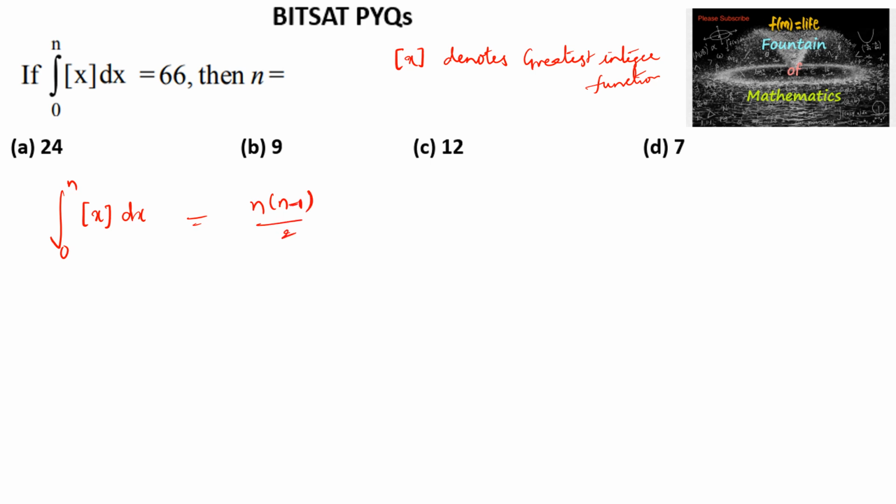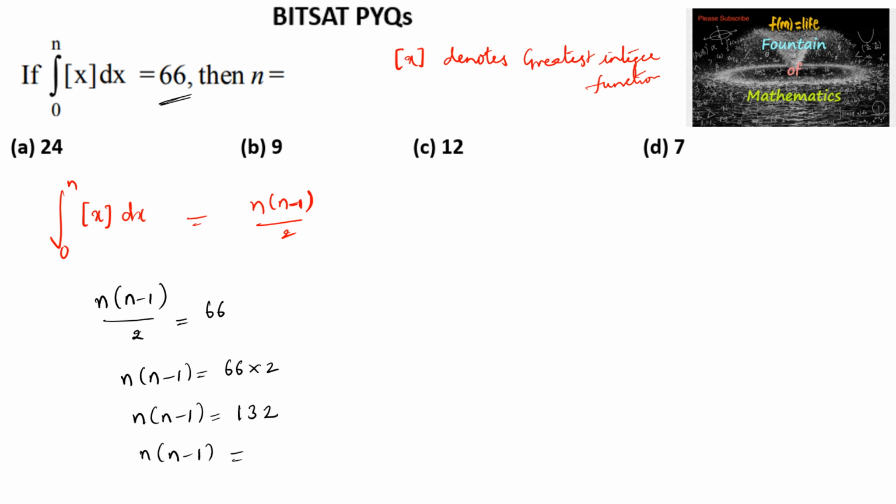So the given value is 66. So n(n-1)/2 is 66. So we can write n(n-1) is equal to 66 into 2, that is n(n-1) is equal to 132. So for n(n-1), we can write 132 as 12 into 11.